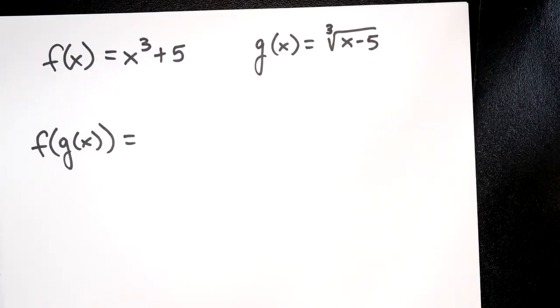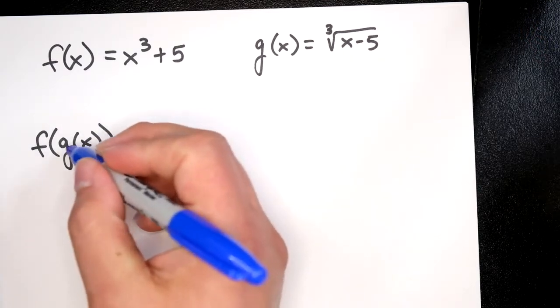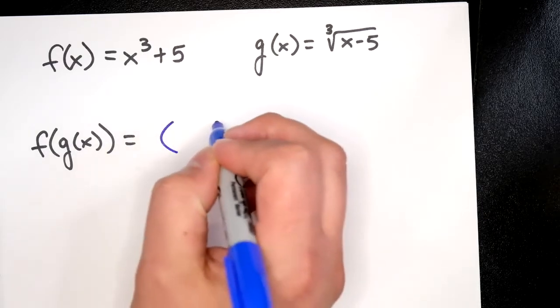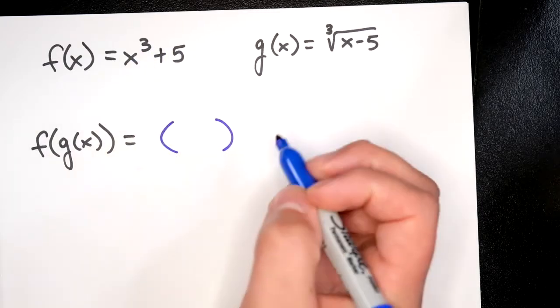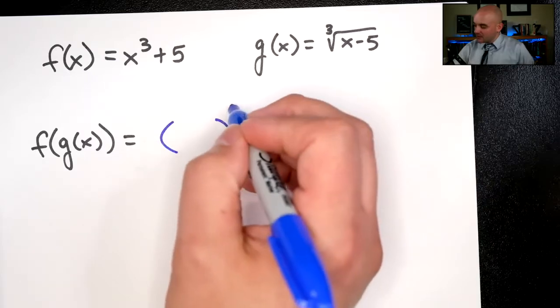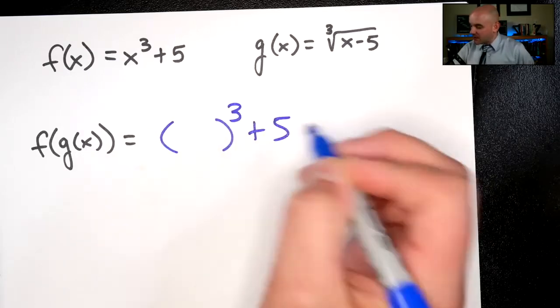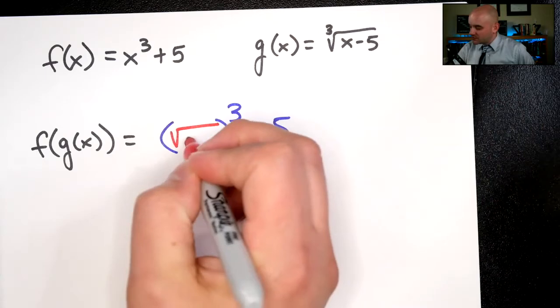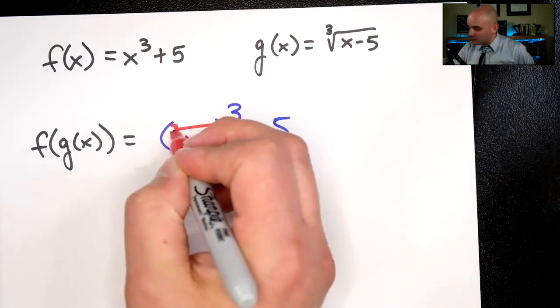On this one, we've got the f of x equals x cubed plus 5, and the g of x equals the cubic root of x minus 5. So once again, we're going to take the f of g of x. I'm going to write out everywhere I see an x, I'm going to put a set of parentheses. And so I get something cubed plus 5, and then inside the parentheses, I'm going to put the cubic root of x minus 5, cubic root there.